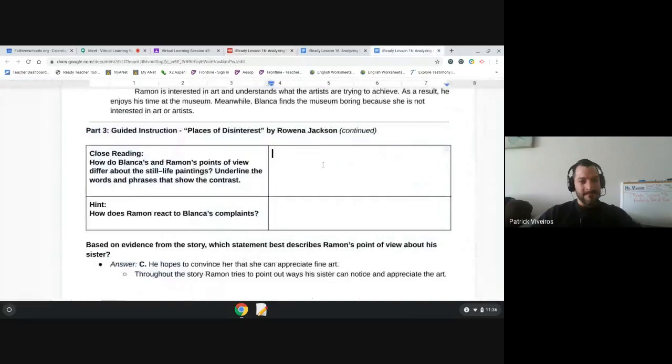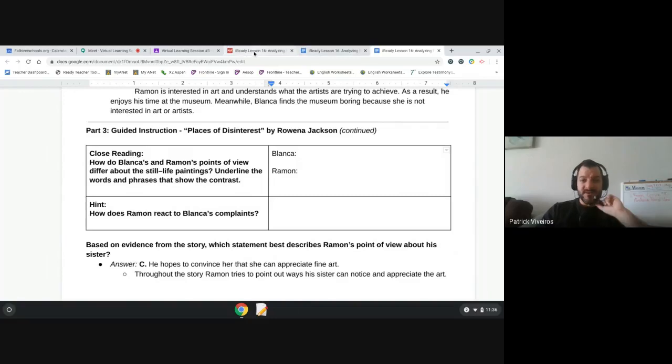So again, to go back to our sample work, I'm going to complete the close reading activity. It asked me to underline words and phrases that show the difference between Blanca and Ramon's points of view. So I'm going to type in Blanca's name here, and Ramon's name down here. And I'm going to go back to the text now, and jot down some of the words that show their points of view about the still life paintings.